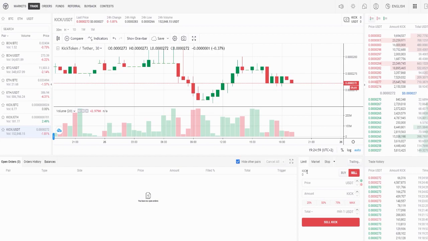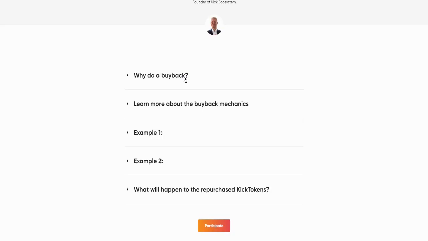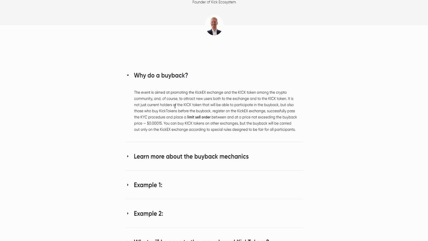Market, stop limit and trailing stop orders will not be triggered, and part or all of your order will be automatically filled at a price of at least so many dollars at 12 o'clock UTC. And here's why you should do the buyback.